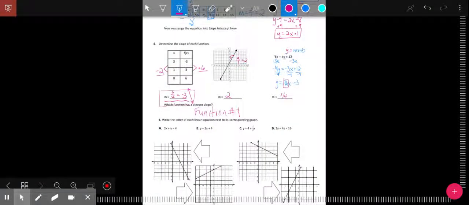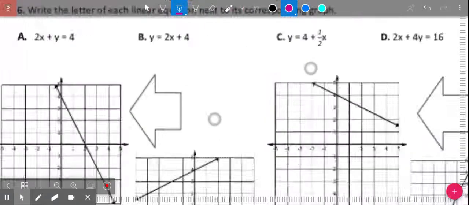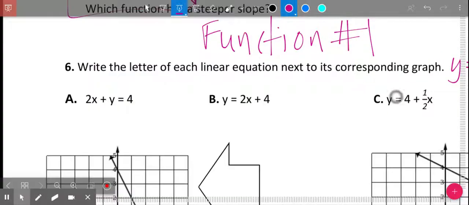Alrighty. Last but not least, we got some matching. Guys, you will have to be able to do this matching. Looking at a few of these, you always want to start with the ones that look like y equals mx plus b. That's always where you want to start. Those are going to be the easiest ones to work with.